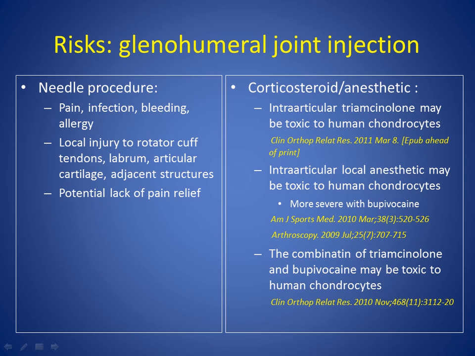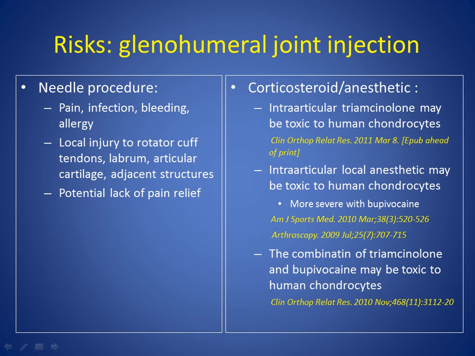It has been shown also that intra-articular bupivacaine especially, and to a lesser extent lidocaine, may be toxic to human chondrocytes. And finally, the combination of triamcinolone and bupivacaine may be toxic to human chondrocytes. So what am I going to use? Well, there are a number of different anesthetics that are available that we may be able to use. Ropivacaine is a local anesthetic that has not been shown to be toxic to chondrocytes. It is about 6 or 7 times more expensive than lidocaine, but is a potential option.